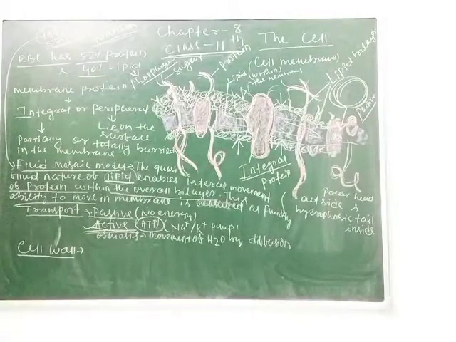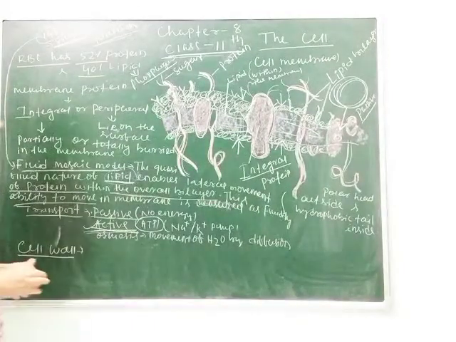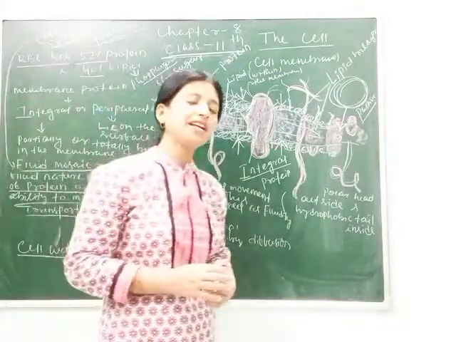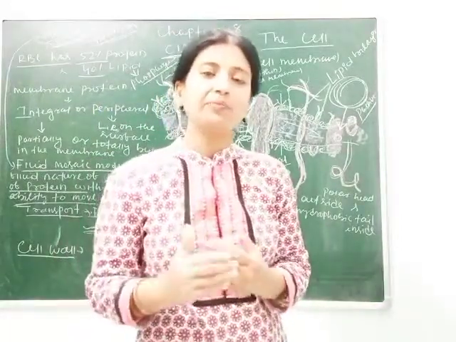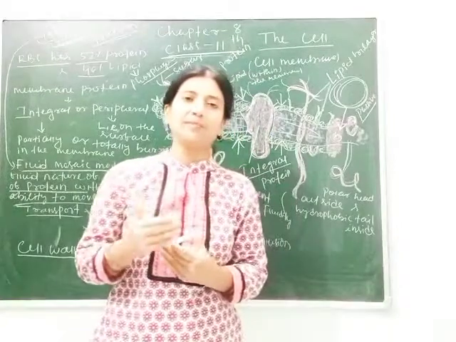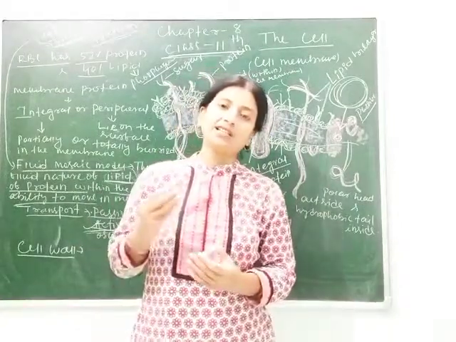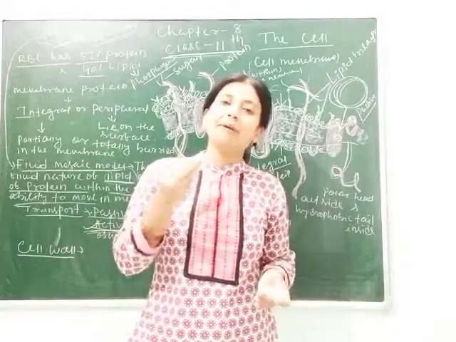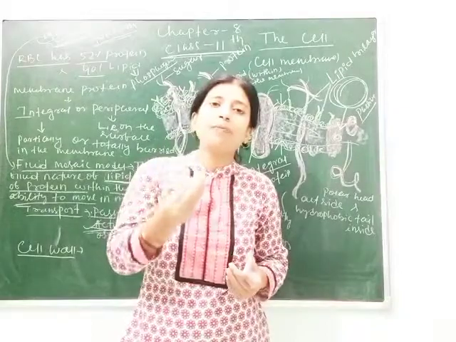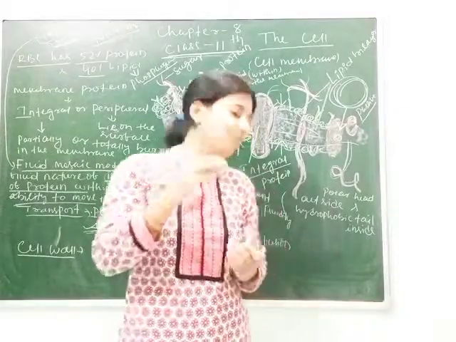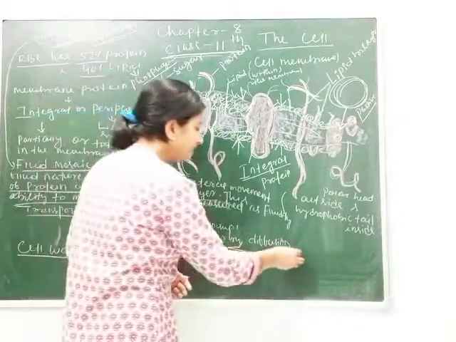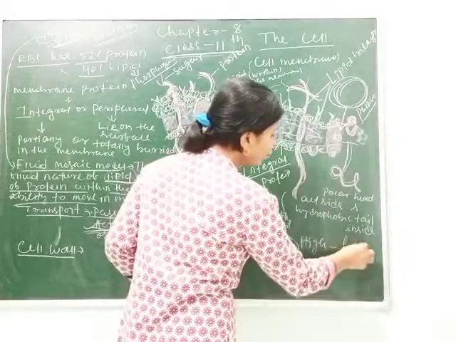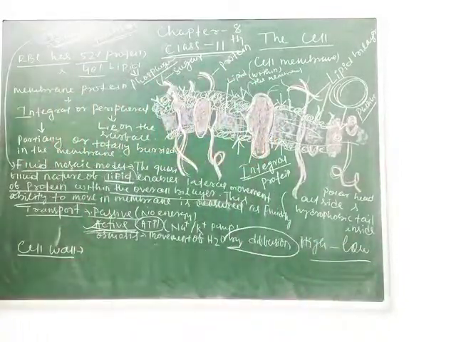Clear, students? Next is called osmosis. What is called osmosis? You know about osmosis. Osmosis means movement of water by diffusion. As we know, diffusion occurs in gases. Simply we define diffusion as the movement of gases from the region of high concentration to the region of low concentration. But here osmosis means movement of water, liquid movement of water, by diffusion, from the region of high concentration to the region of low concentration.